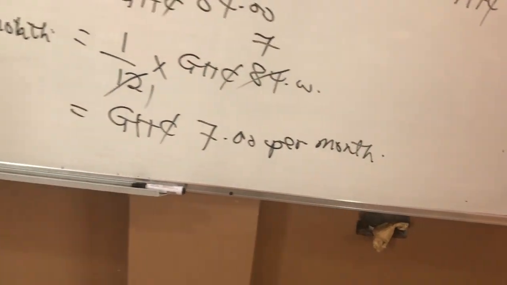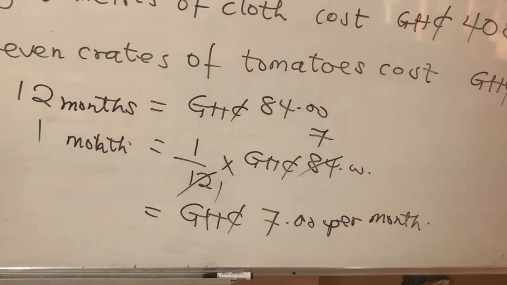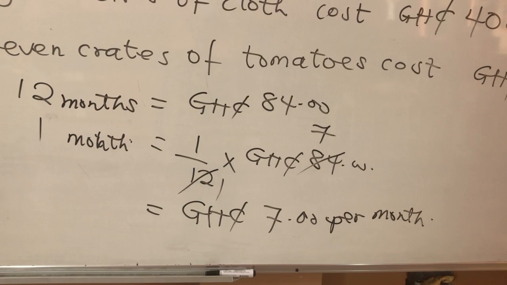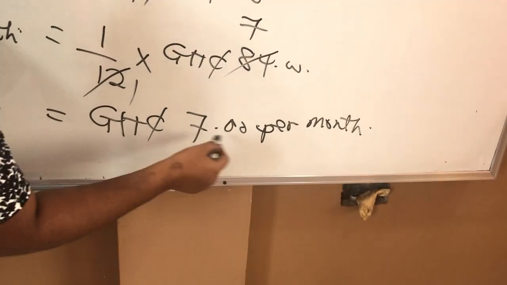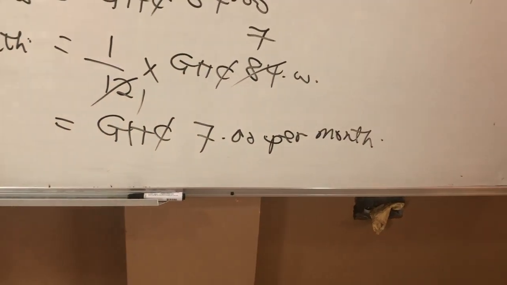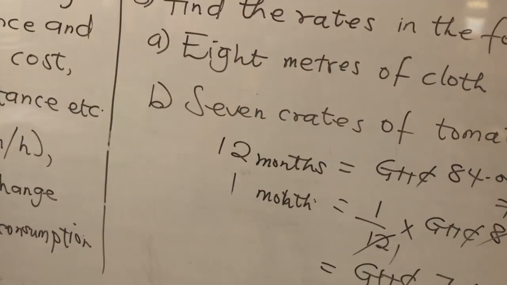Okay, so that means 12 months, the man is paying what? 84 Ghana cedis, or a year he's paying 84 Ghana cedis. But for a month, he's paying what? 7 Ghana cedis per month. So we have found his rate. Okay, now let's look at the third question.